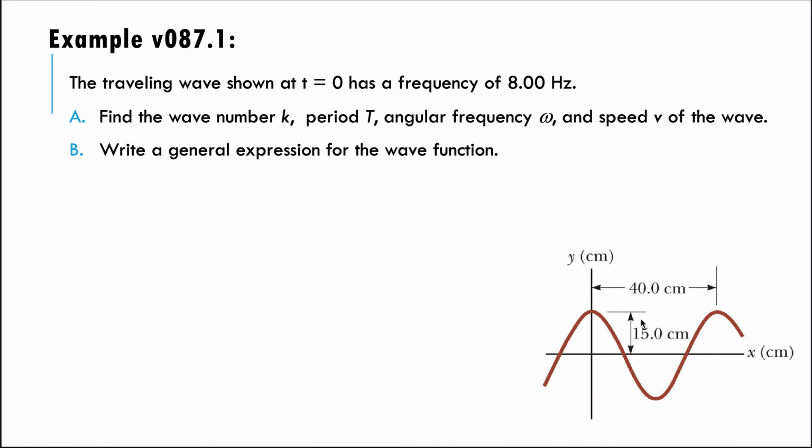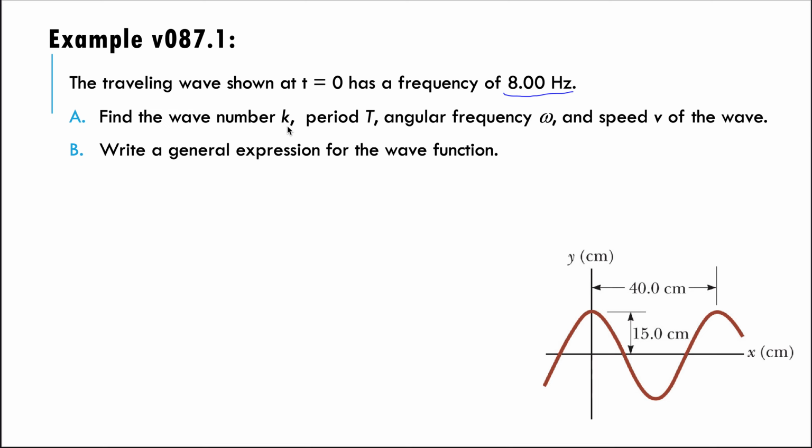Notice that the picture of the wave shows us the y position as a function of the x position. So that's why it has to tell us that it is shown at time equals 0 seconds, and that it has a frequency of 8 hertz, because we cannot get the frequency from this graph. This graph doesn't show time.